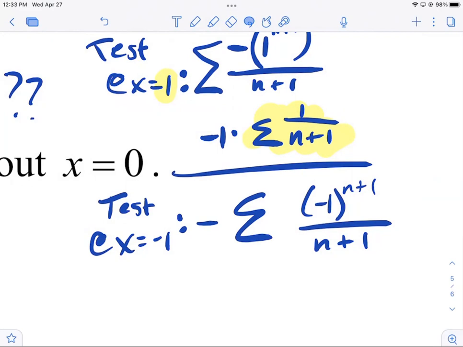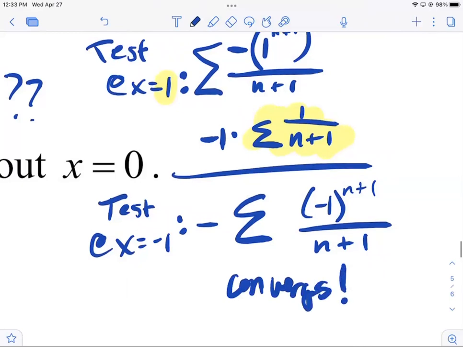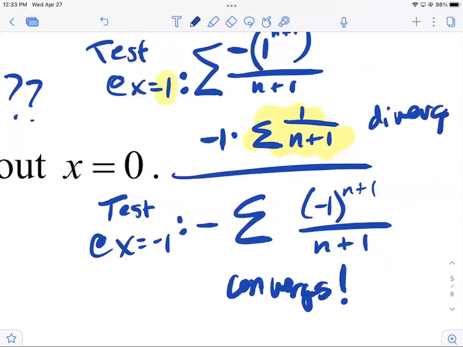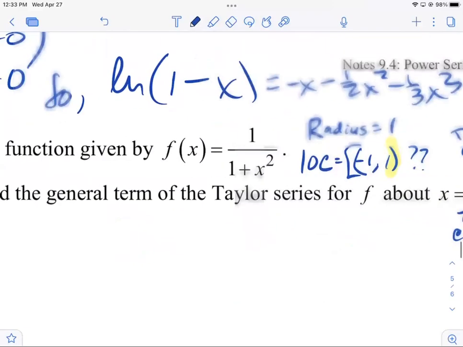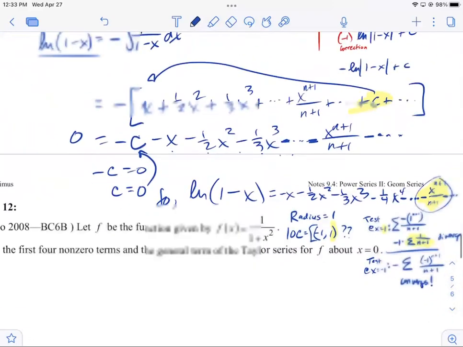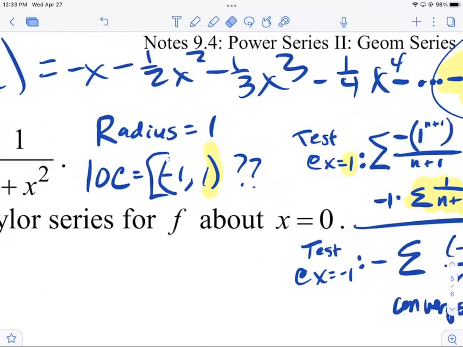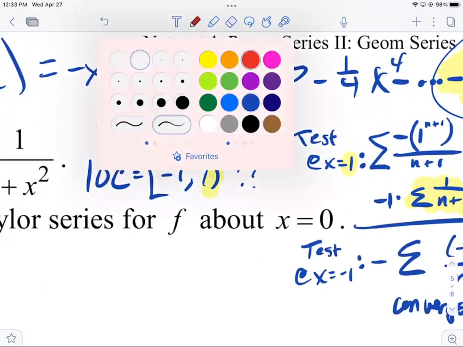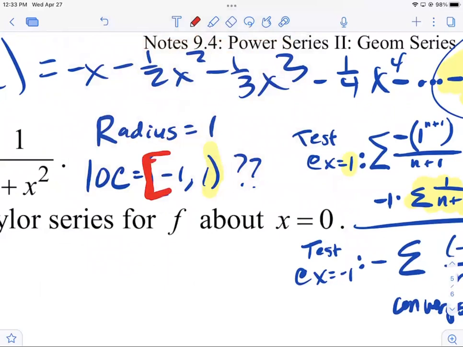So what can we say about x equals -1? It works, it converges. Okay, converges, by the alternating series test. And this one up here would diverge. So there you go, we did change the interval. We can come back up here now and get rid of the wimpy parentheses. So this one right here is your interval.